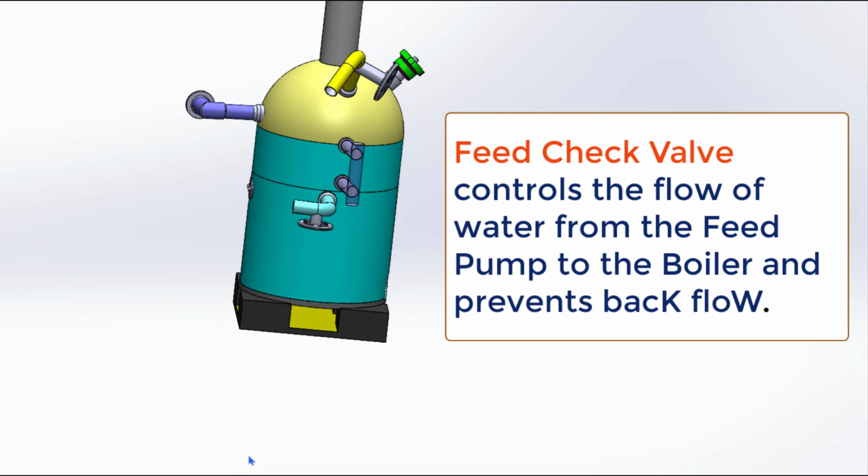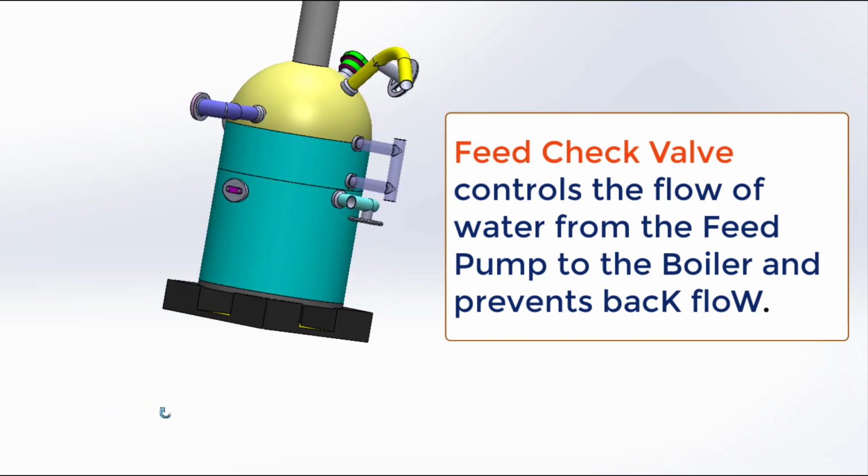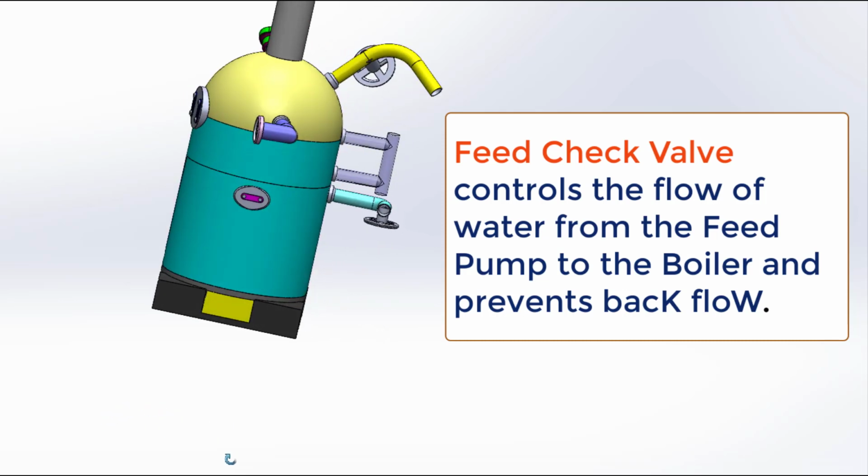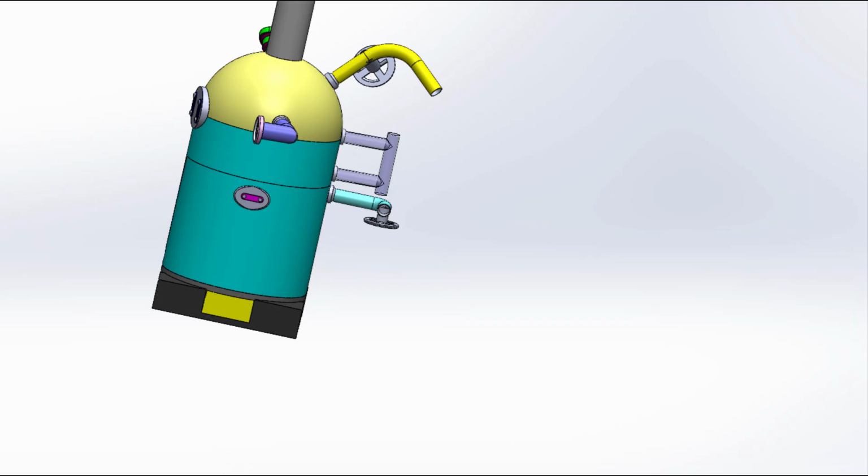One feed water pump is required. The water is pumped inside the boiler and the pumping pressure must be greater than the boiler pressure. Then only will water enter inside the boiler. So we need one feed check valve along with a feed pump.